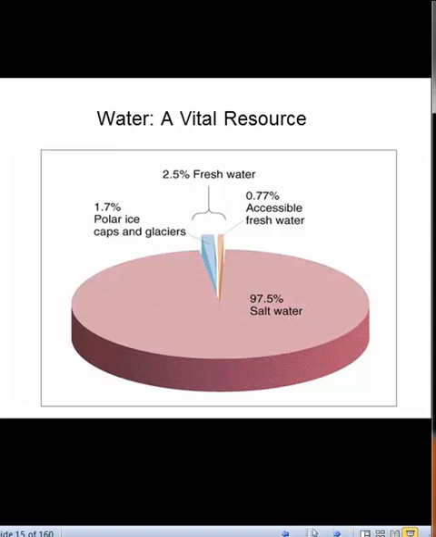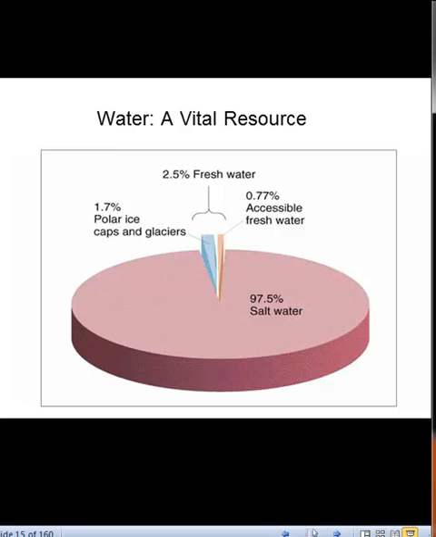Okay, so the things that you really should pay attention to are the amount of salt water that we have on the planet, so over 97%. Now keep in mind, 71% of the whole planet is water. 97% of that is salt water. Okay, so that leaves us a little over 2% of available fresh water.